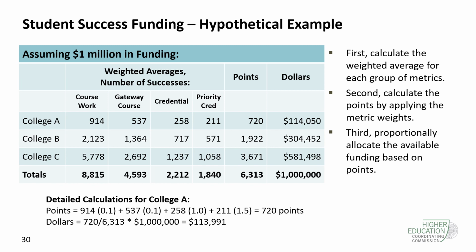You calculate the weighted average for each group of metrics. Step 1, step 2, you calculate the number of points by applying the metric weights. And then third, you proportionally allocate the available funding based on the number of points for each college. So in this example, we have 3 colleges. At the bottom, we show you the detailed calculations for college A, first applying the metric weights and then proportionally allocating it. So college A, their 720 points, that represents about 11.4% of the 6,313 points. So they also get 11.4% of the available funding, or $114,000.